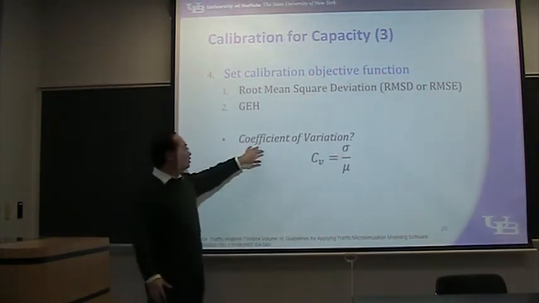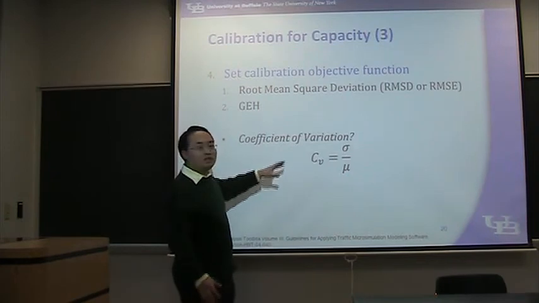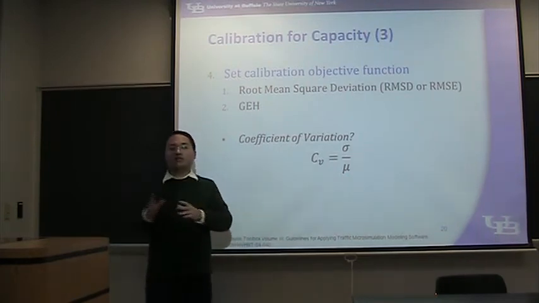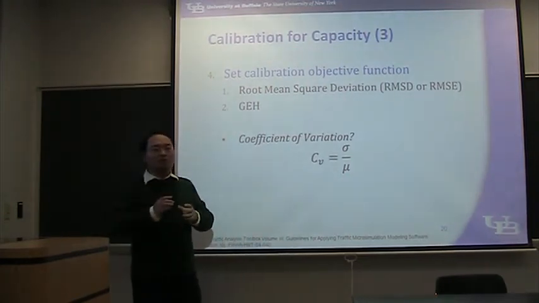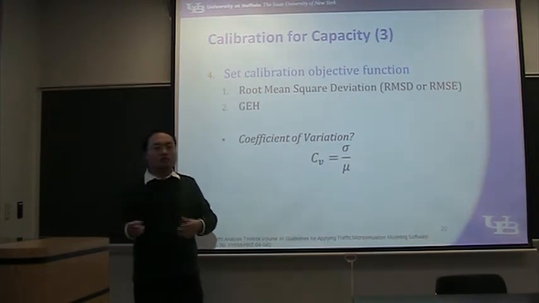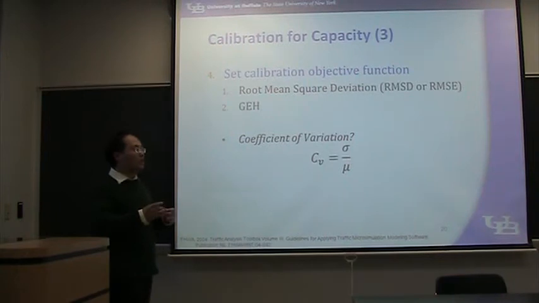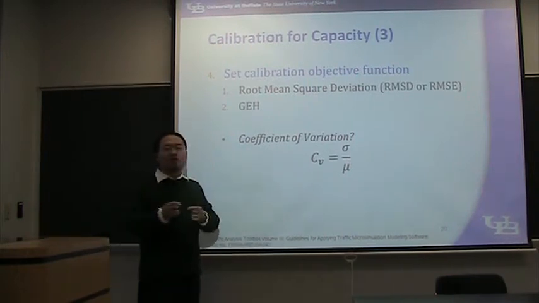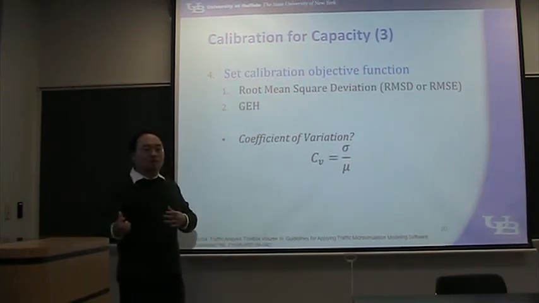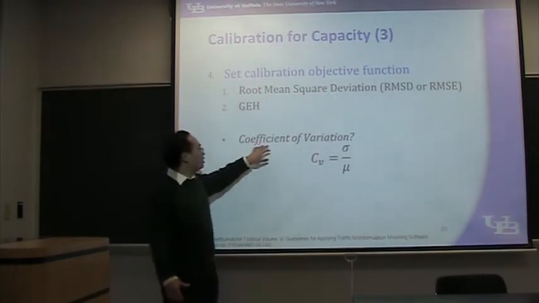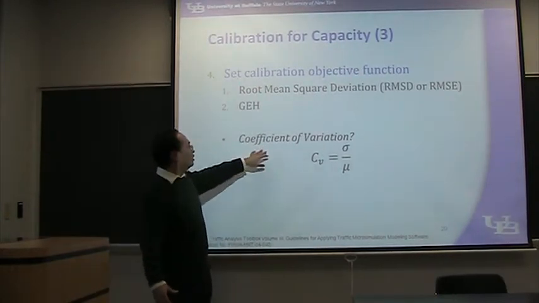The reason that we need it is because we may want to run our model several times. And because we run the stochastic model several times, we may not get a constant result. And we want to measure the variation of several runs. So that's why we need this CV.